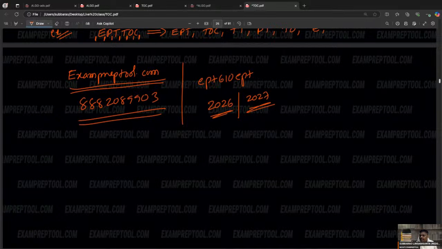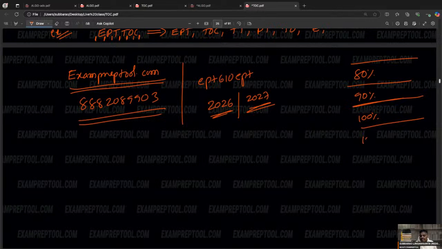Joining late, afterwards saying, Reddy sir, 80% syllabus is over, what should I do? 90% syllabus is over, what will I do? Tomorrow is the exam, what will I do? Reddy sir, 100% syllabus is over but practice is not done. The syllabus is done but I have not written the test series. In the test series I am getting very less marks. Tomorrow is the exam, what will I do?